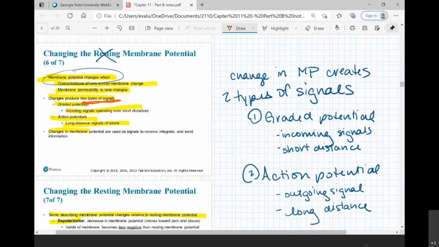The first signal is a graded potential. Note potential because there's still a separation of charge. A graded potential is something that is going to be only incoming. It's only taking in news. It is not giving out news. You're only taking in information. And it's going to be over pretty short distances. It's not for a sustained length or distance of time.